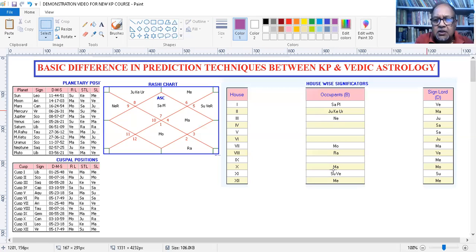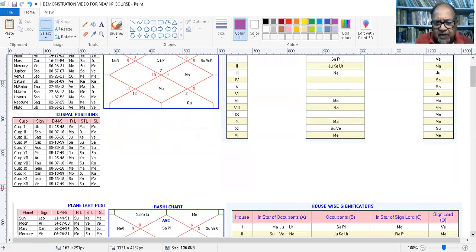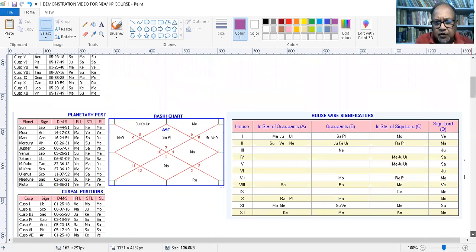So this table becomes relevant for Vedic astrology. This is how we predict in Vedic astrology. Now, what happens in KP? So for KP, I'll just scroll up. I have explained to you, this is just a recap of my last video. Okay, what happens in KP?